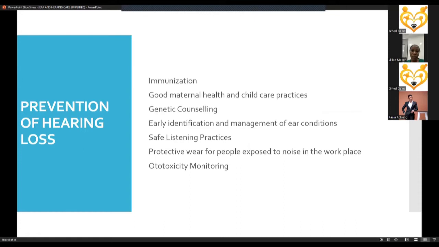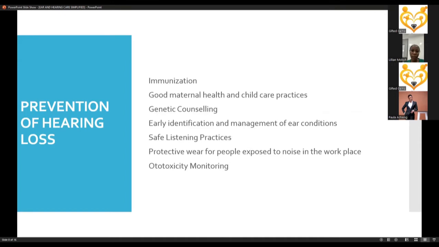Now, if you remember the picture we saw earlier about the different stages of our lives that you can find yourselves having a hearing loss. That is what we look at when we say, how do we prevent ourselves from developing hearing loss? Right from the time before you're born or before you're conceived.